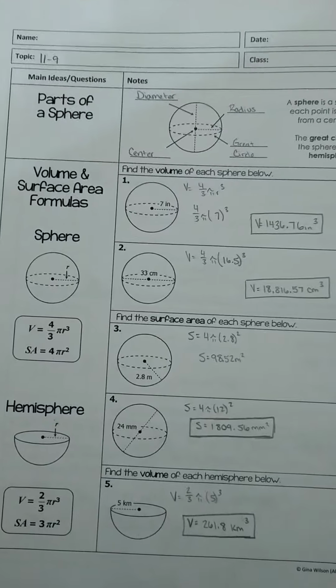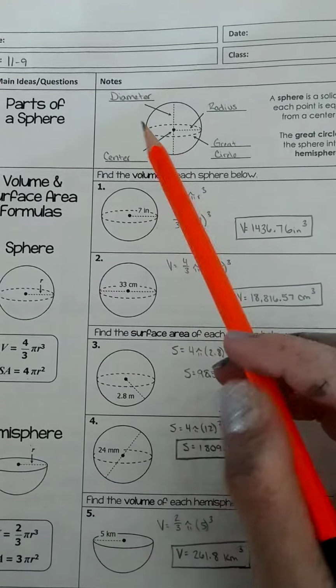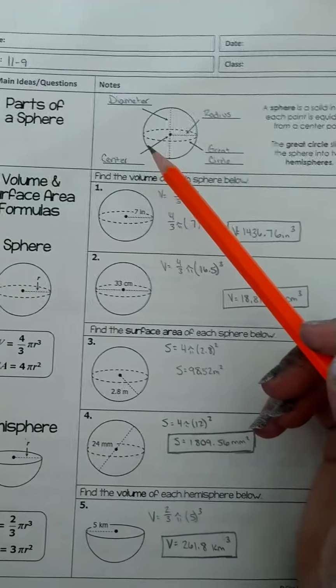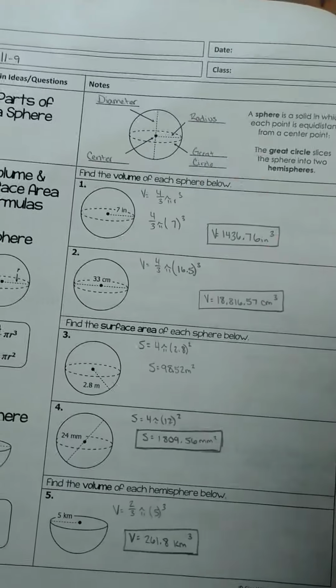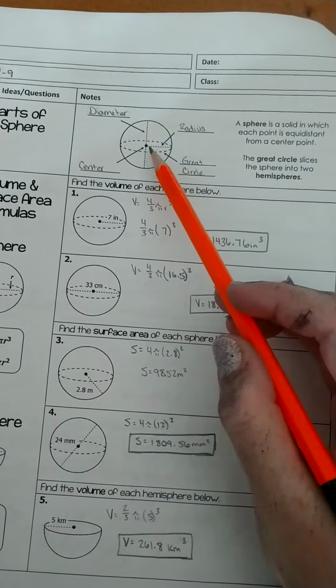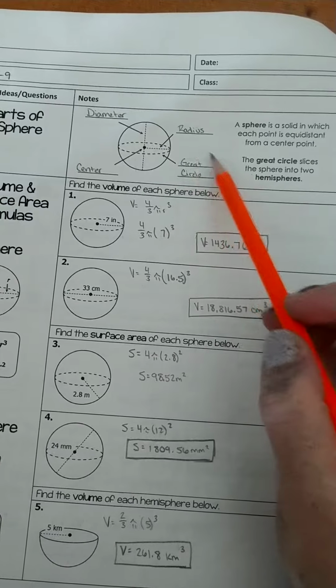11-9, which is all about spheres. So first of all, we went over in classifying them that a sphere is a ball. I mean, you really can't get any simpler than that. But your parts of a sphere, you've got the diameter, you've got a radius, you've got the center, and then my personal favorite, you've got the great circle.